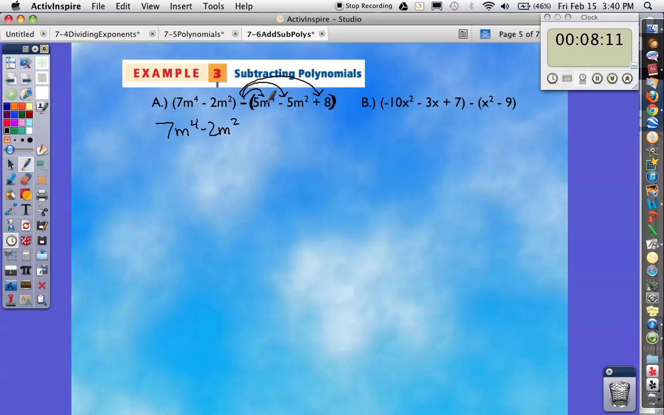But I'm going to distribute this negative. So it becomes a minus 5m to the 4th. Minus a negative becomes a positive 5m squared. And minus a positive 8 gives me a minus 8. You have to distribute that, guys, or you're not going to get the right answer. Now look for your like terms. Look for the highest degree to start with. M to the 4th is my highest degree. I can combine these two.